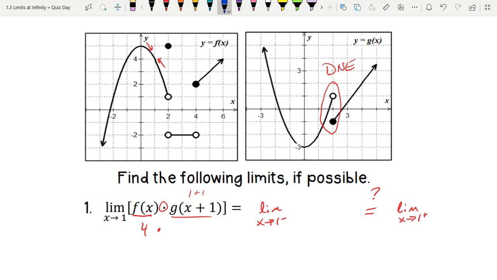Okay? It doesn't matter which side I approach f from. We said it was 4, so it's going to be 4 times this guy. If I approach g from the left, I get 1. 4 times 1 is 4. If I go from the right, it's going to be 4 times g from the right of 2, which is going to get me -1. Is 4 equal to -4? No. So my answer, D and E.